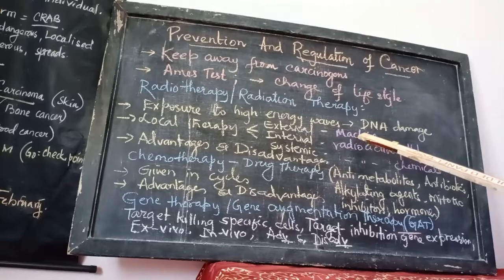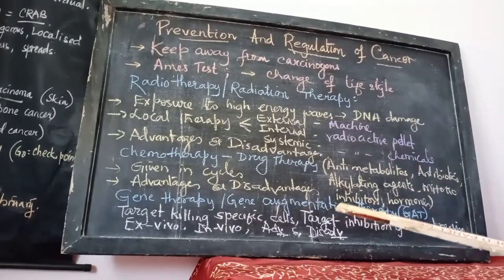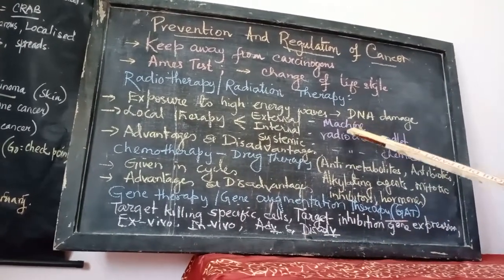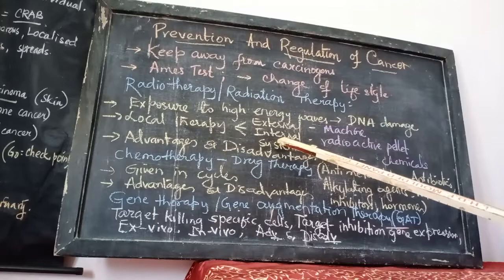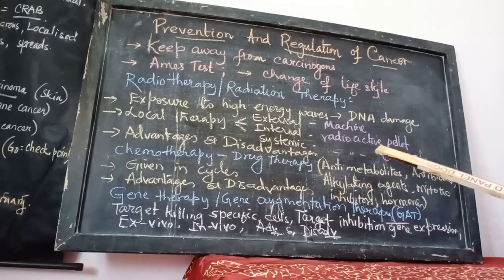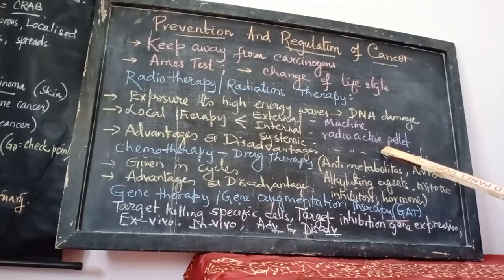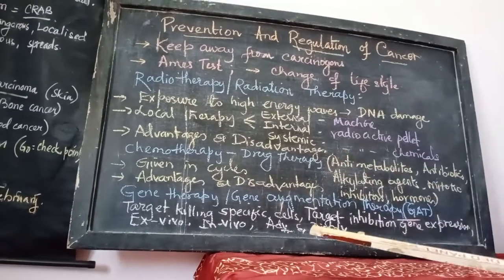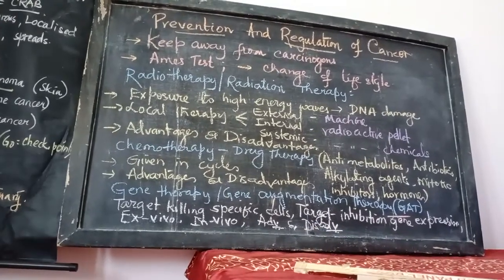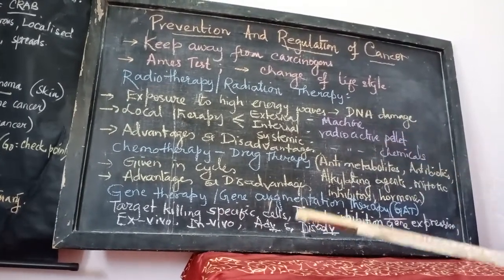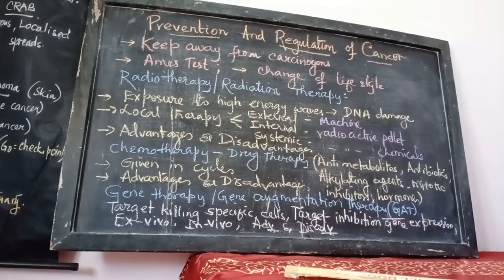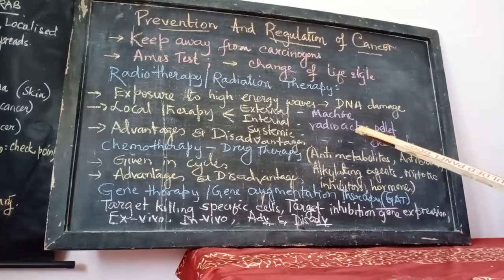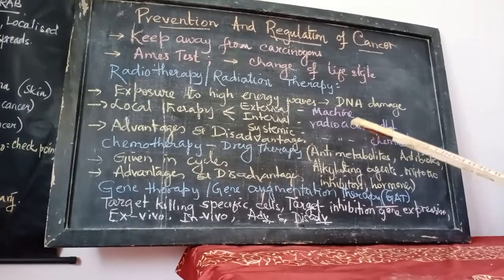In external radiation therapy, the high energy rays are delivered to the cancerous tumors by means of machines. In internal radiation therapy, a radioactive seed or pellet is used inside the body, very close to the tumor, so the radiations emitted by these radioactive pellets kill the cancerous cells which are nearby. This method is also called brachytherapy, B-R-A-C-H-Y, brachytherapy.